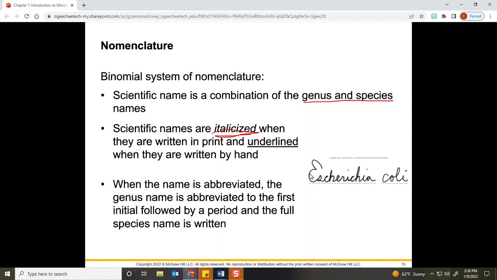So, for example, here we see handwritten Escherichia coli. You probably are familiar with this. If I abbreviate it, it would be E with a period and then coli. Notice that the first letter is capitalized in the genus, but the species is not.